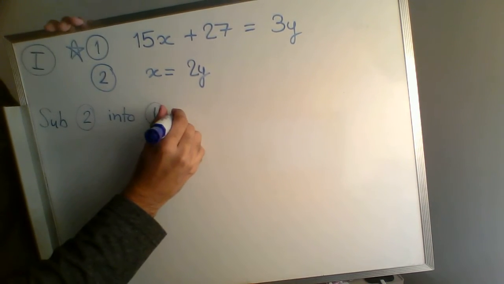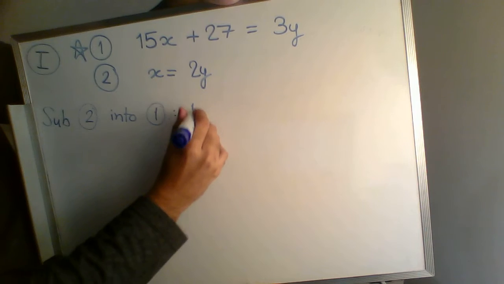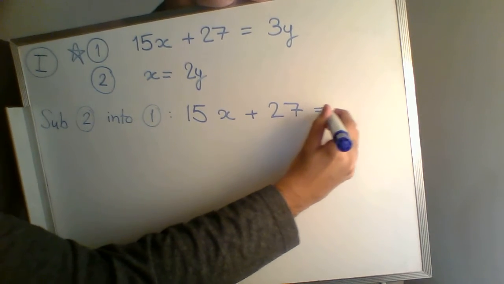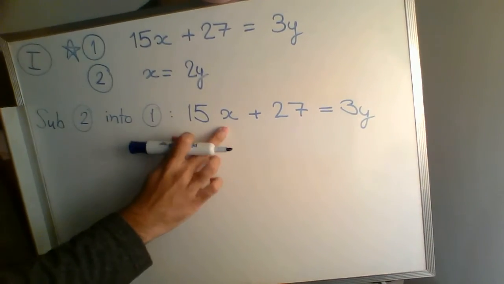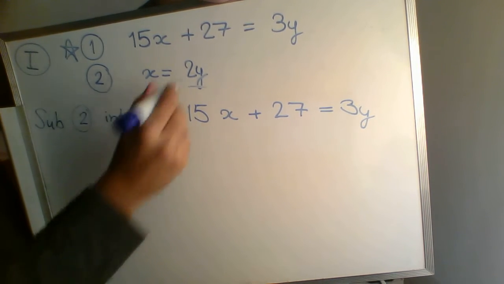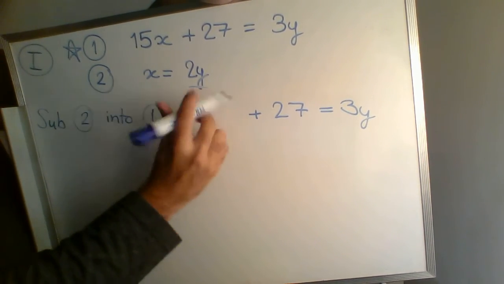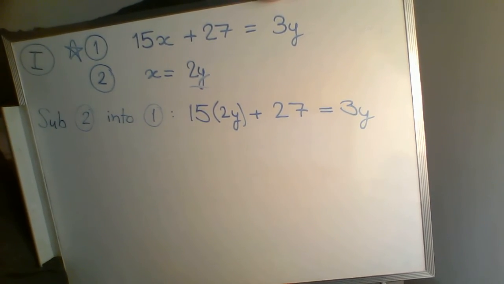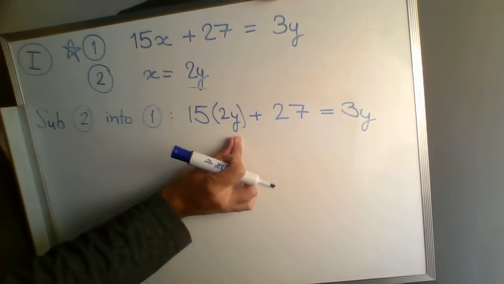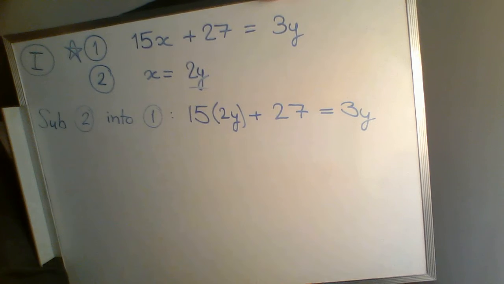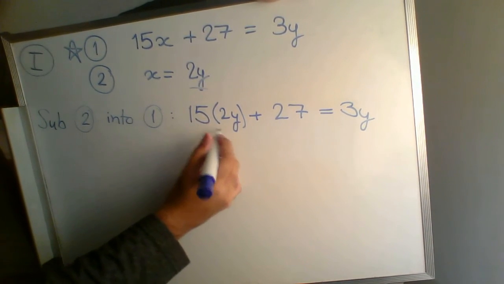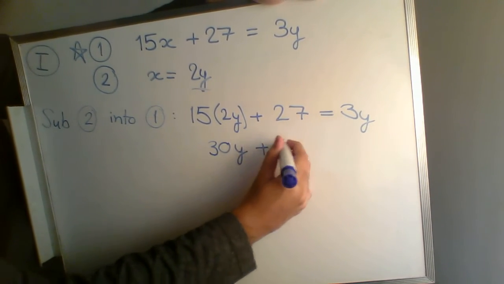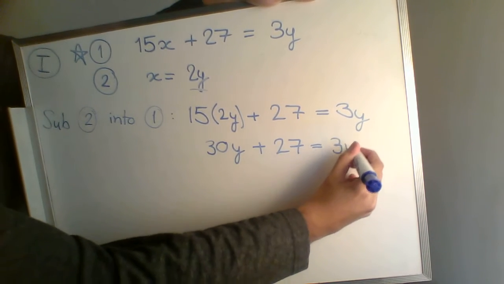So if we go ahead and do that, let me just rewrite the first equation. So we've got 15x plus 27 equals 3y, but hang on, we don't want to have the x in here. So I'm going to get rid of this x, we're going to replace it with 2y, because we know that that's what x is equal to. So I'm going to throw in brackets there, 2y. And so there we go. So using equation 1 for the most part, it's 15 times 2y plus 27 equals 3y. If I go ahead and do the multiplication here, 15 times 2 is 30, so I'll end up with 30y plus 27 equals 3y.